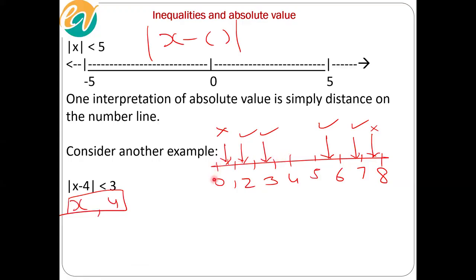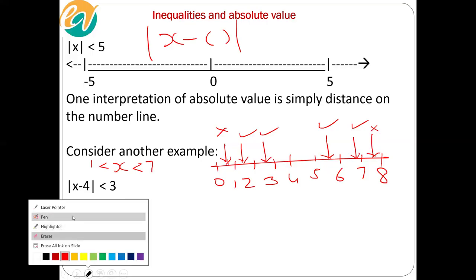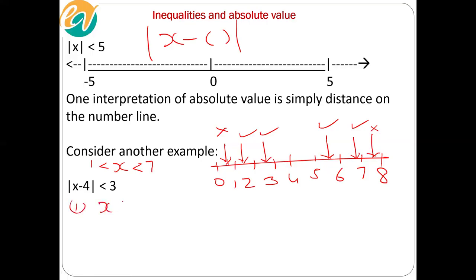So now I am hoping that there is a pattern emerging. Given that the distance between x and 4 has to be lesser than 3, what do you think is the permissible range of x on the number line? Between 1 and 7, absolutely. So the answer would be 1 is lesser than x is lesser than 7. All right, now let's do it quickly using the algebraic method also. Since the inflection point is 4, what do we do, guys? Consider two cases. One is when x is greater than or equal to the inflection point. Case 2 would be when x is lesser than the inflection point.